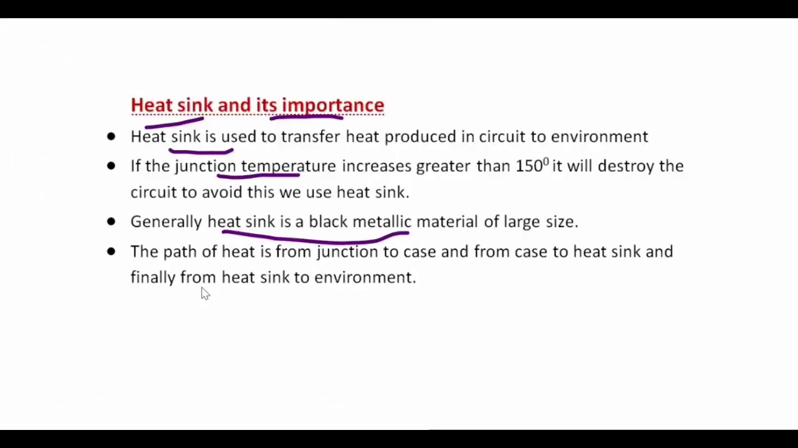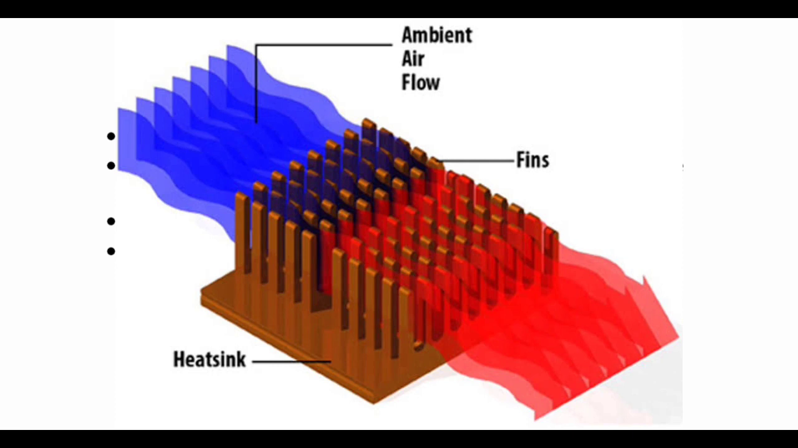And how is the heat transferred from the circuit to the environment? The path of heat flow is from the case, that is the transistor's or the diode's case, to the heat sink. From the diode case to the heat sink, it is absorbed, and from the heat sink to the environment.